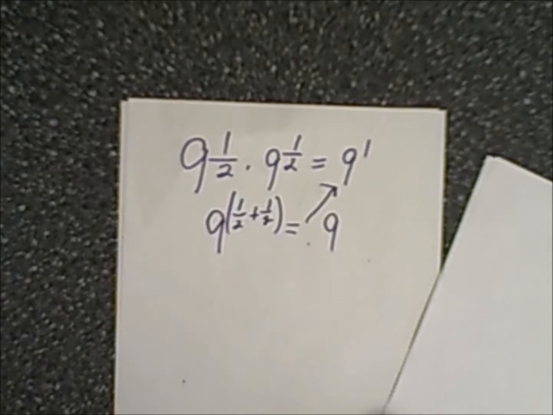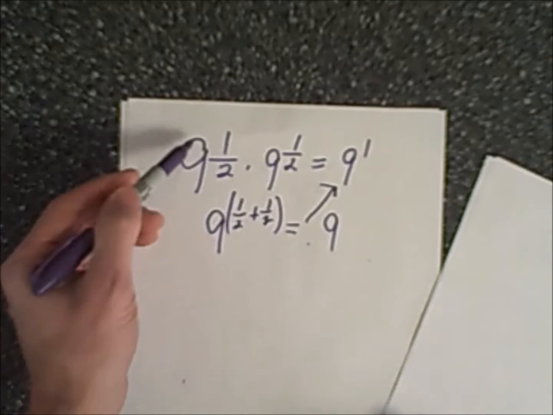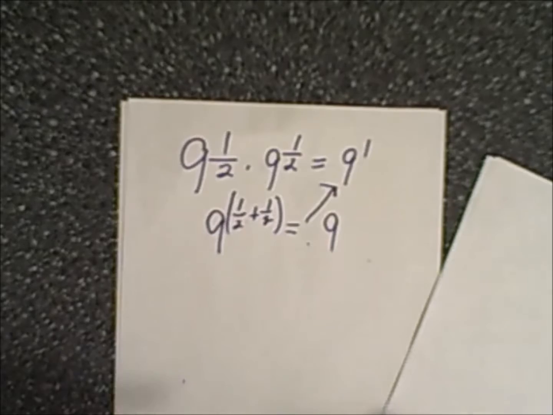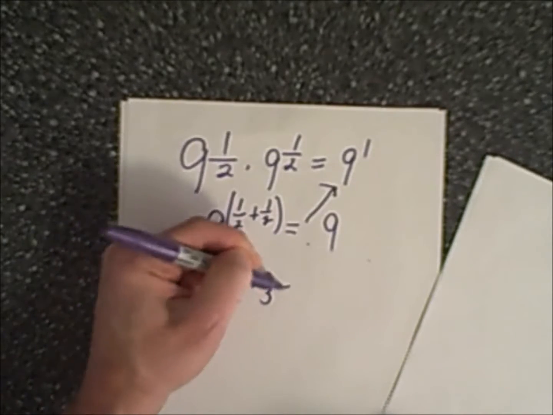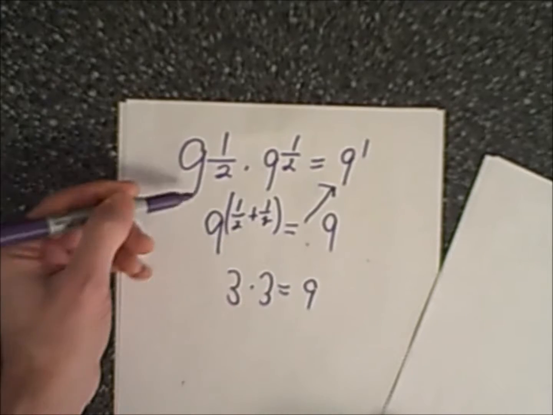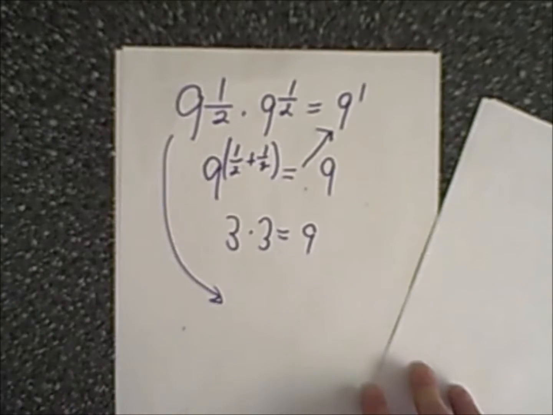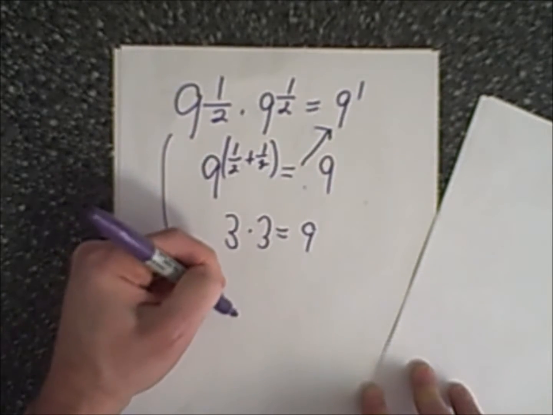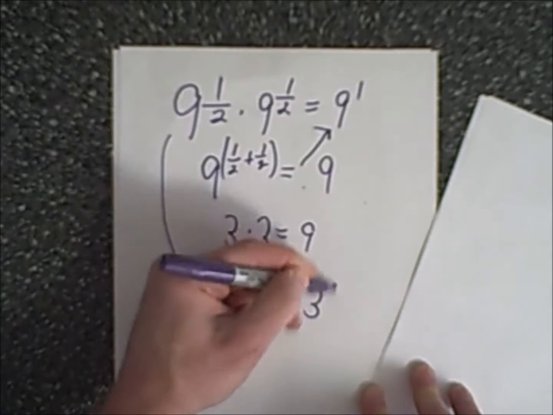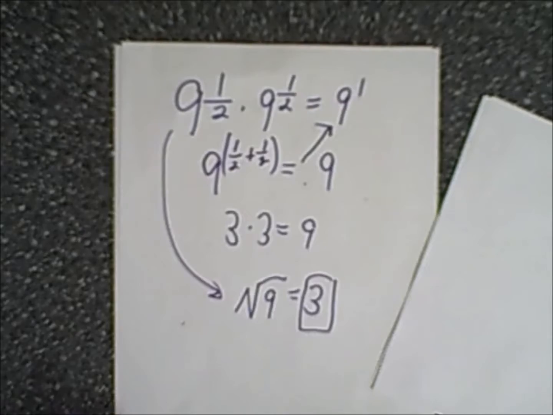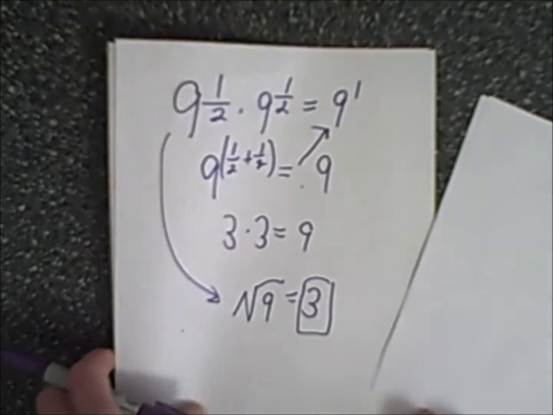So now our question has basically been reduced to what number multiplied by itself equals 9? And of course, most people would know it's simply 3. 3 times 3 is 9. And another approach would have been simply to say 9 to the 1/2 is the square root of 9, which is 3. So the answer to the third question was 3.